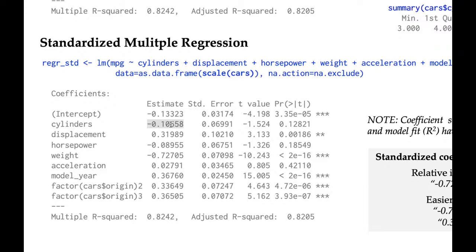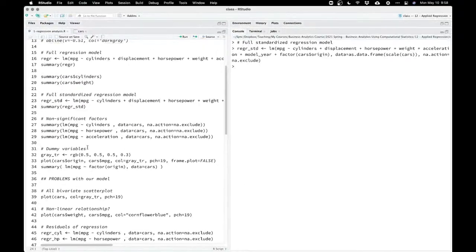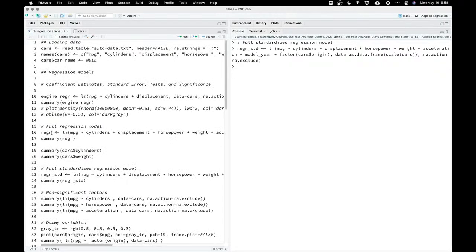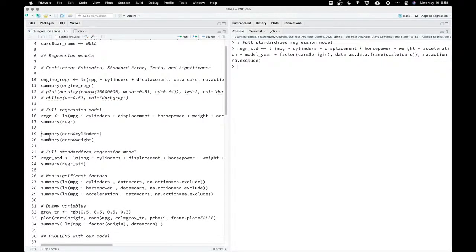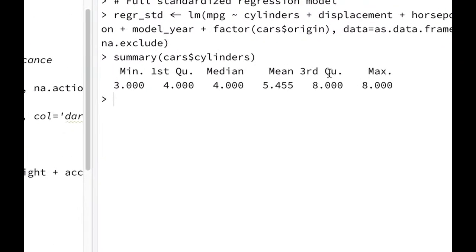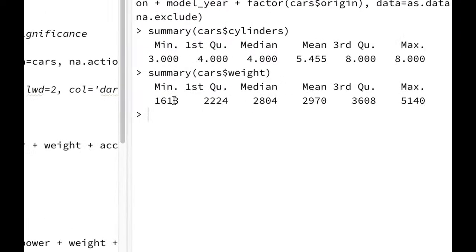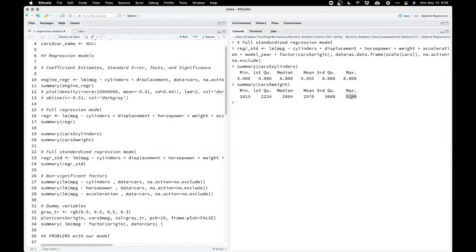So how does that help us? Because each of these variables has a different dispersion, and this is kind of important to realize. If we take a look, for example, at cylinders, our cylinder values go from 3 to 8. If we look at the car weight, it goes from 1,600 to 5,000. It has a considerably higher dispersion. So what we've done is scale them all to have the same scale, roughly from -3 to 3.